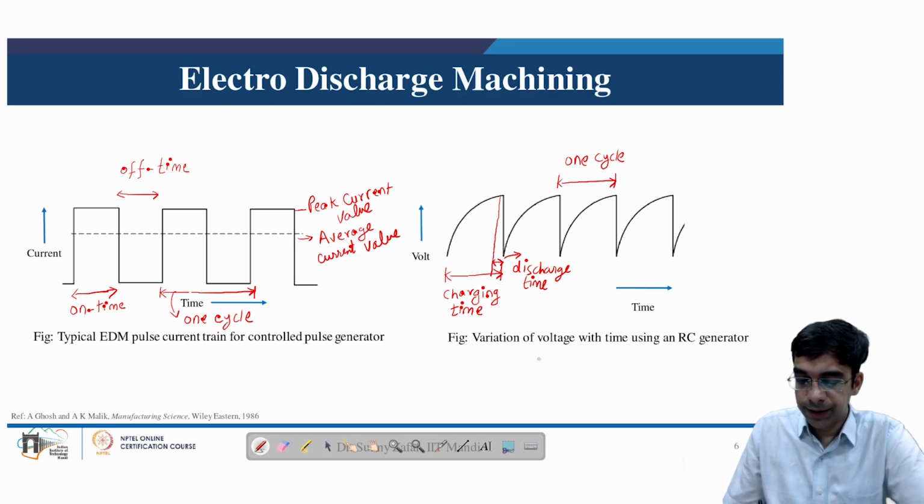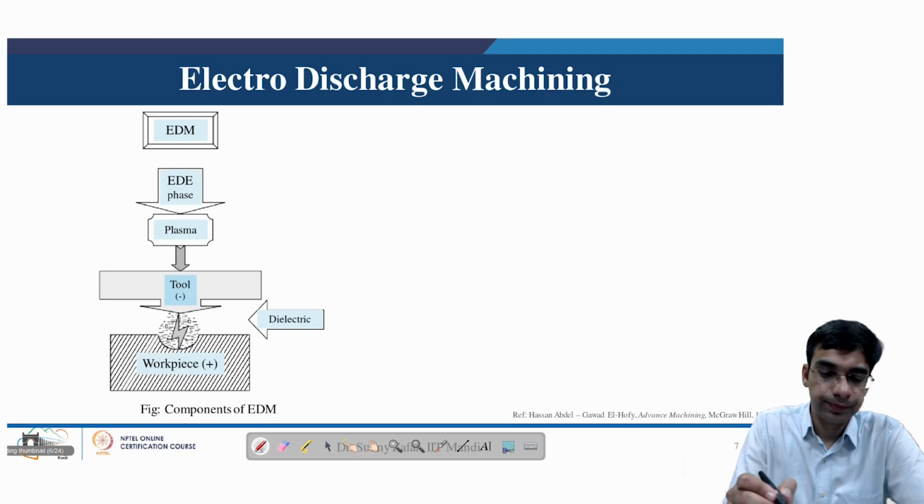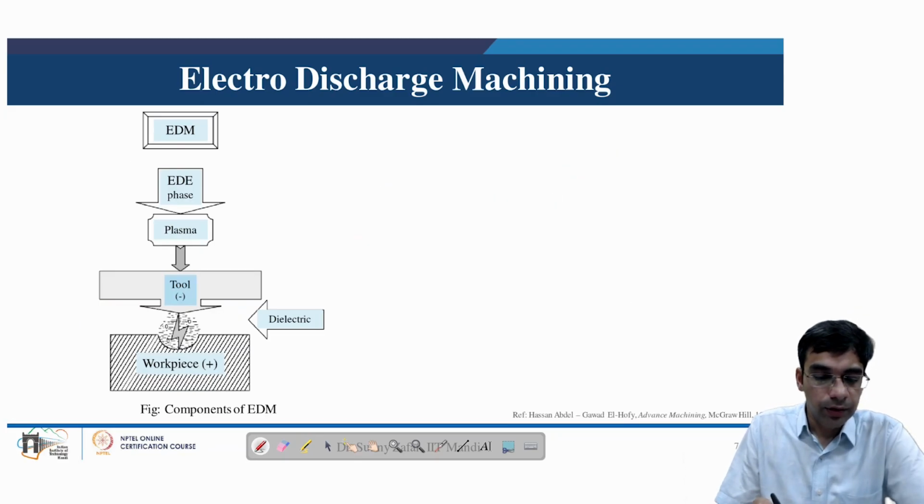So this is how the voltage keeps on varying using the relaxation circuit in electro discharge machining. So now we look at the different components in electric discharge machining.